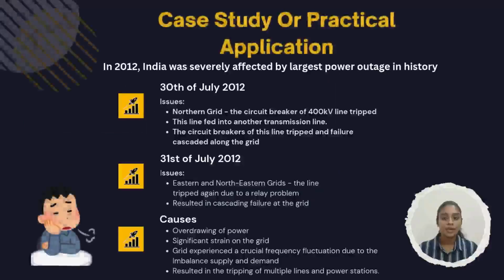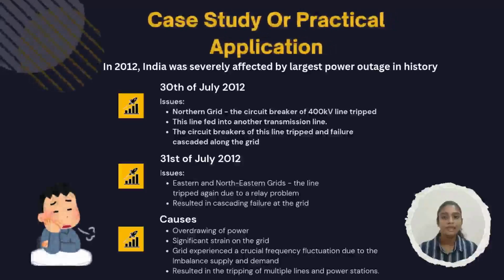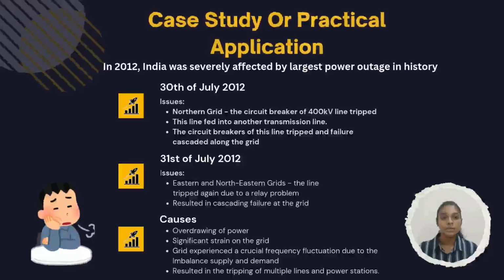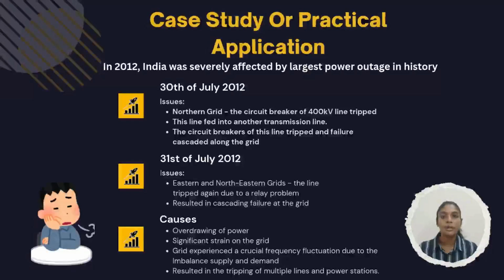In 2012, India was severely affected by the largest power outage in history. On 30th of July 2012, on the northern grid, the circuit breaker of a 400 kV line tripped. This line fed into another transmission line. The circuit breaker of this line tripped and failure cascaded along the grid. On 31st of July 2012, on the eastern and northeastern grids, the line tripped again due to a relay problem and resulted in cascading failure at the grid.